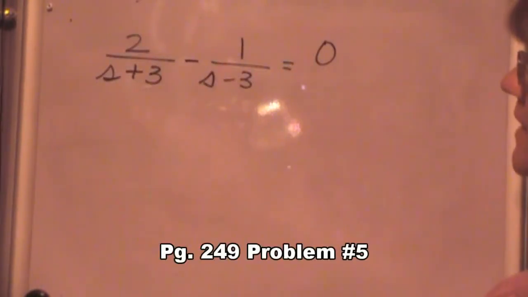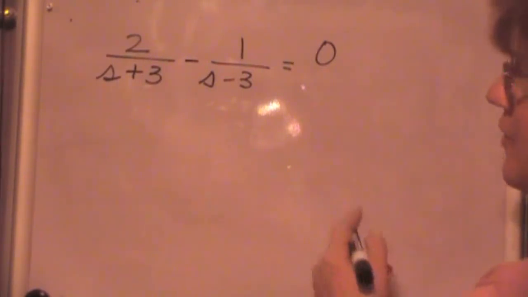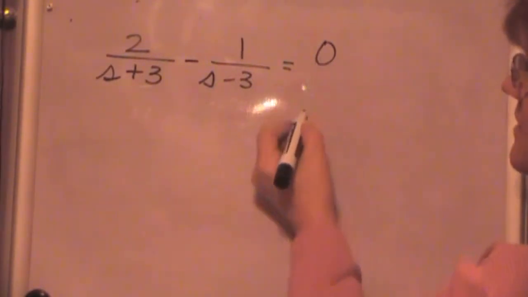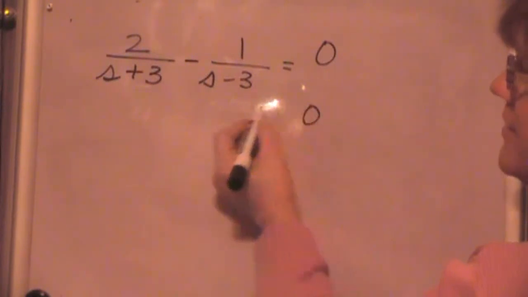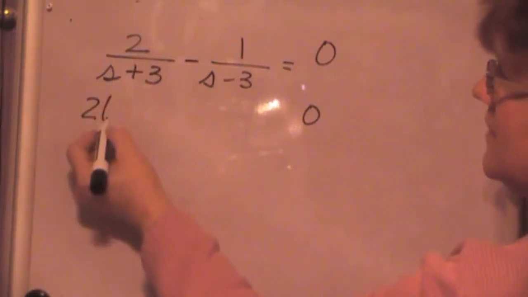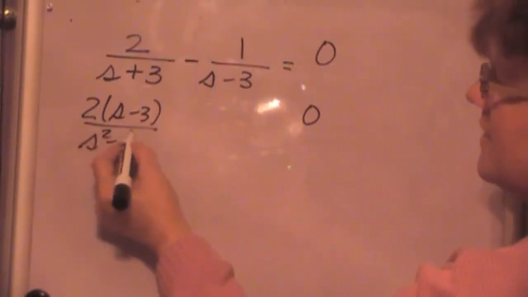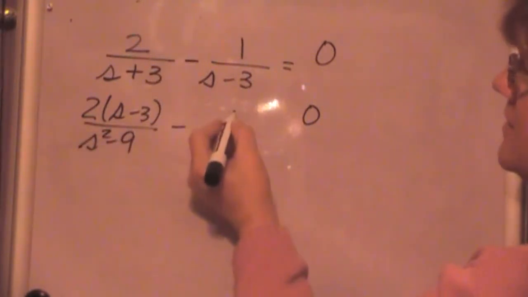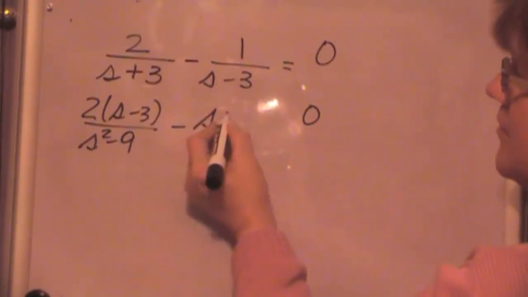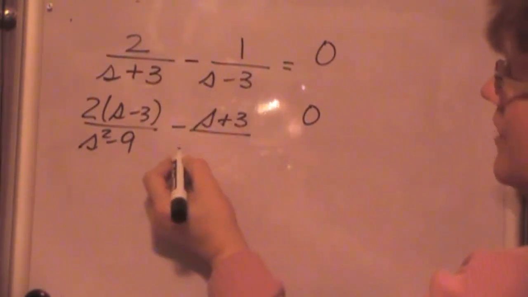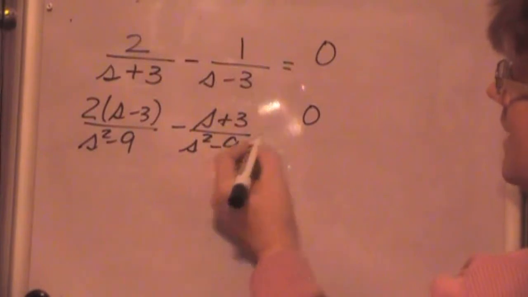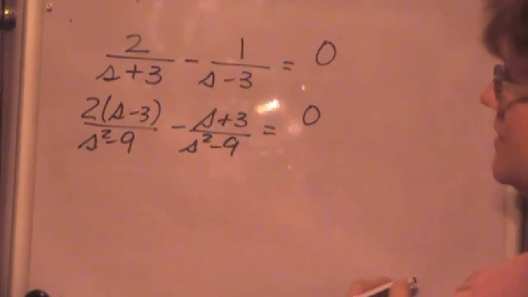Okay, in this case, our common denominator is going to be s plus 3 times s minus 3, which gives us s squared minus 9. So if I multiply both sides of the equation by s squared minus 9, I'll still have 0 over here. So I will get 2 times s minus 3 over s squared minus 9 here, minus s plus 3 over s squared minus 9, and that will be equal to 0.